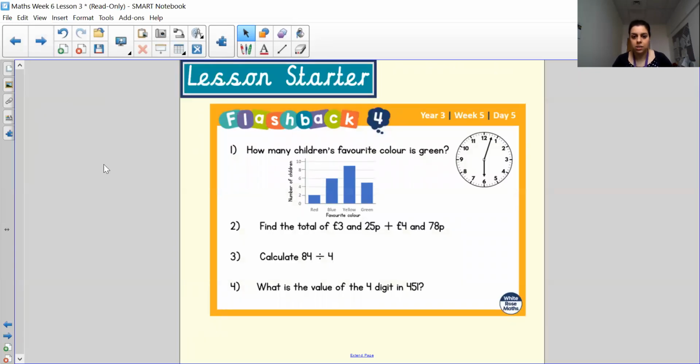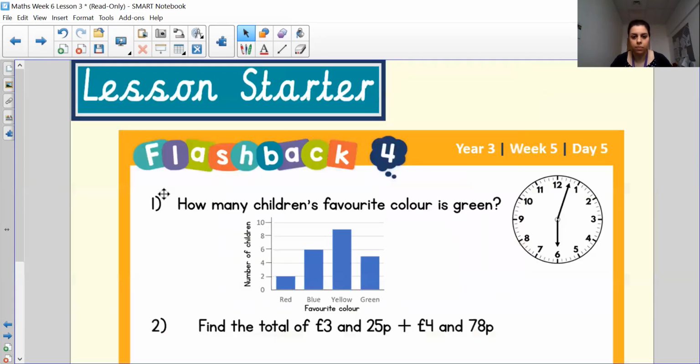So let's start with our lesson starter. There are 4 questions on here, and I'd like you please to have a look at the questions carefully and write down your answers on a whiteboard with a whiteboard pen or on a scrap piece of paper. So go through those for me now. You've got 4 questions. First question says, how many children's favourite colour is green? I'm going to make it larger for you.